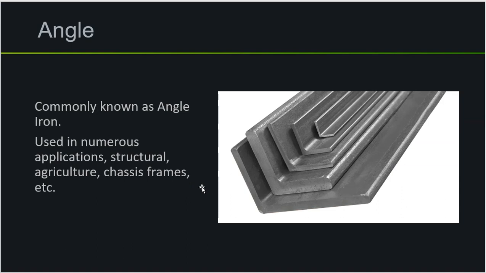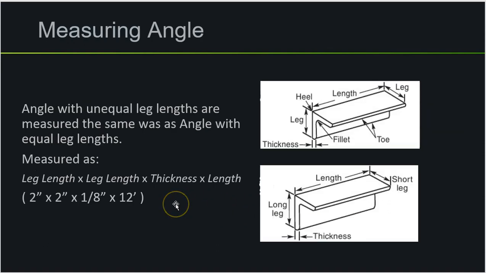Now there's angle iron. Angle iron is, geez, there's so many different uses for it. It can be used in structural applications. It can be used in applications that have nothing to do with structural integrity. It could be ornamental, frames. I've seen angle iron used for trailer frames. There's a lot of different uses for it.